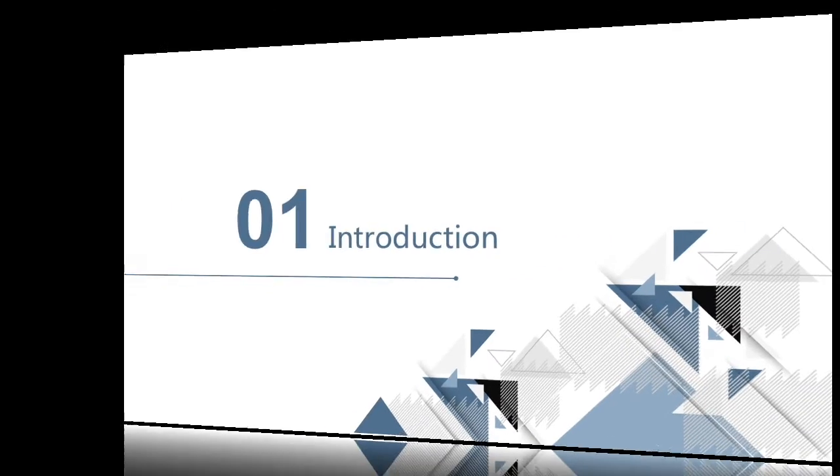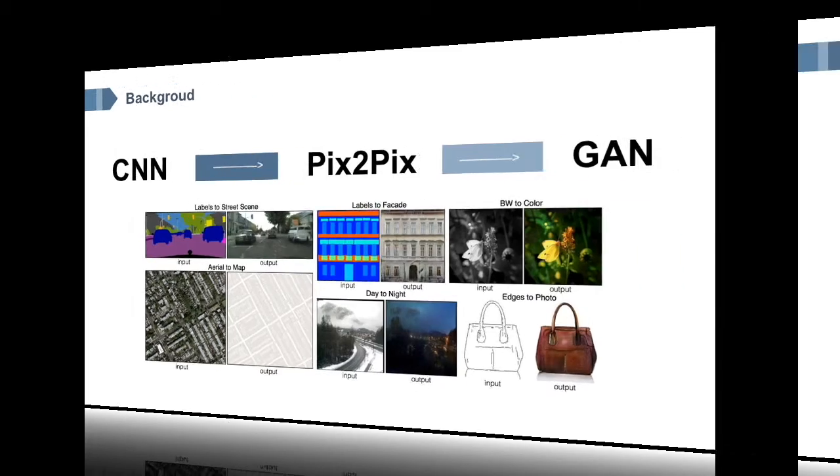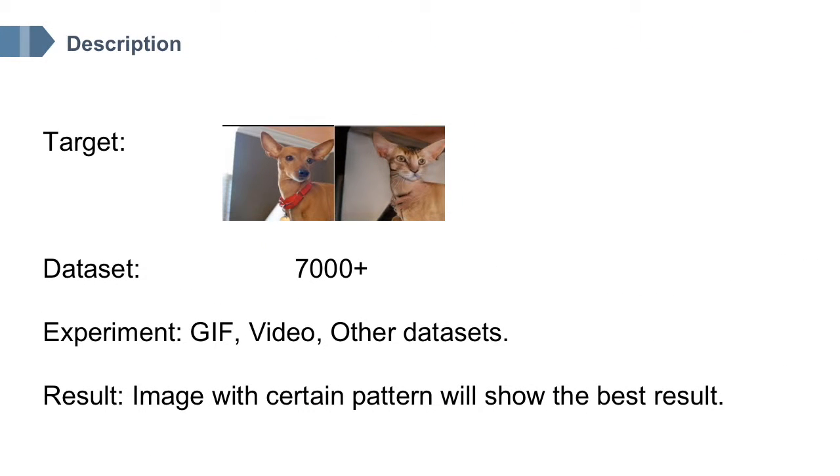CNN has gained a lot of attention recently in many fields by the good performance in image feature extraction. Pixel to pixel and CycleGAN are two very famous architectures in image style transfer, while pixel to pixel still needs paired data and CycleGAN breaks the limitation. So our target is to build a model based on CycleGAN to achieve cat-to-dog transfer.